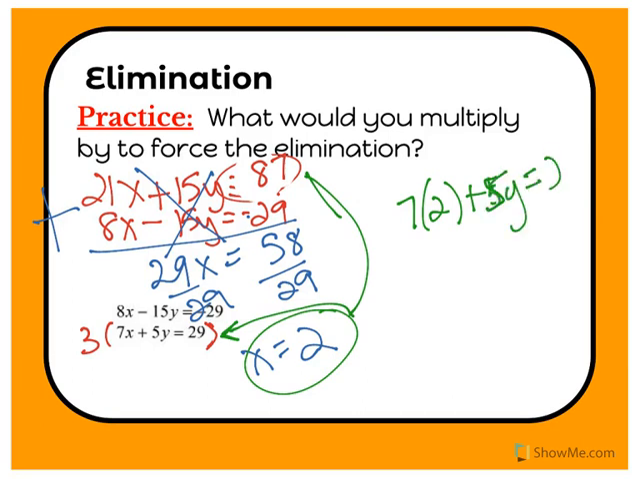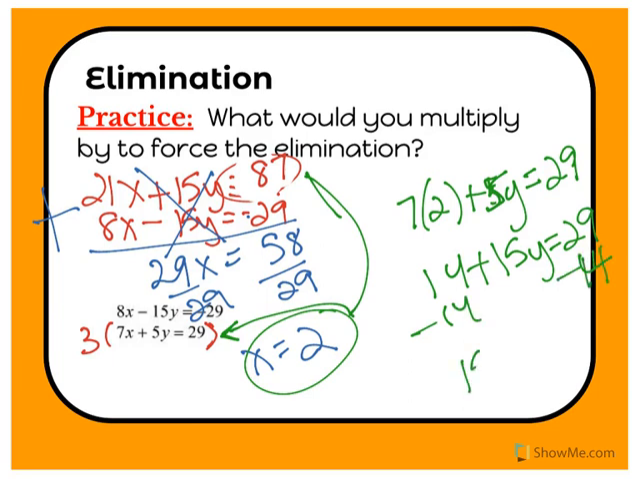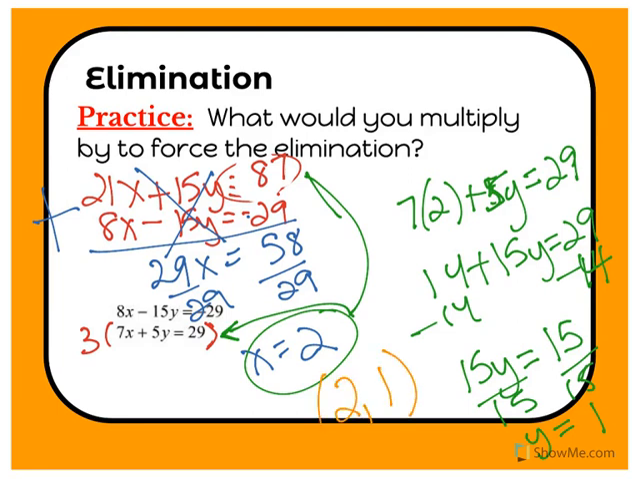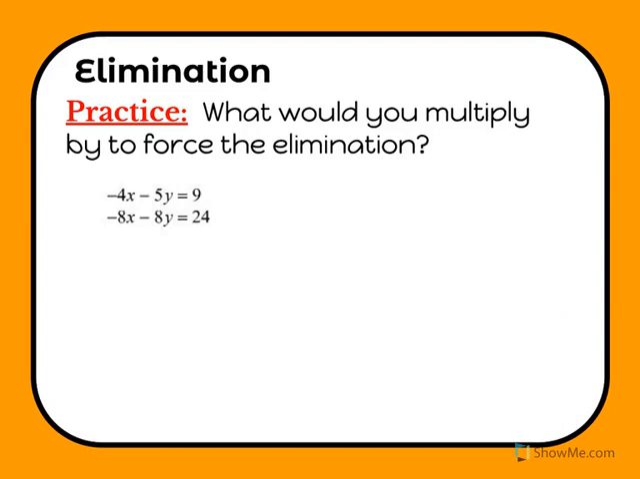So that's 14 plus 5y equals 29. Subtract the 14. 15y equals, hey, 15. Divide by 15. And y equals 1. So our point is actually (2, 1). Okay, now I'm going to go back and do this one because there's something else I want to point out to you, and maybe I won't mess this one up, huh?